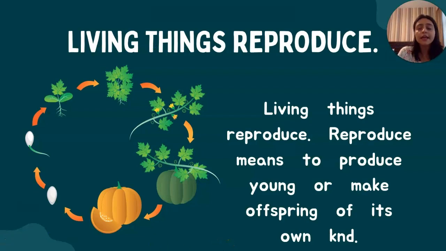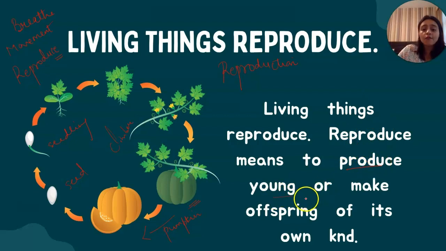Remember, we have studied the different characteristics living things have. We have studied that living things breathe. We have studied that living things move, they show movement. But we also studied that living beings reproduce. As you can see in this example, here is a seed. Now seedling, little leaves are coming out, and it's a climber. It's an example of a climber, which is pumpkin. You can see this baby pumpkin which comes from this parent pumpkin, right? So living things reproduce, which means they can produce the younger one or make offspring. Offspring means baby of their own kind. Okay.